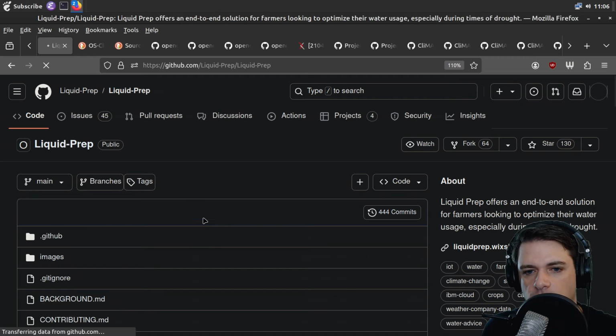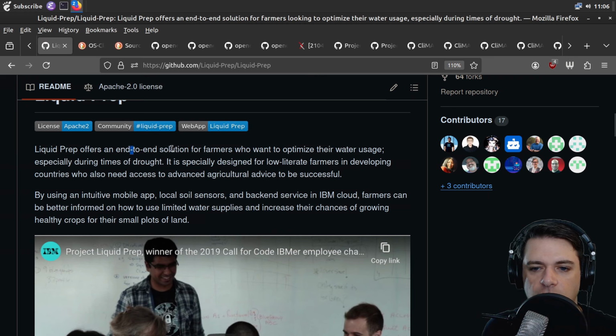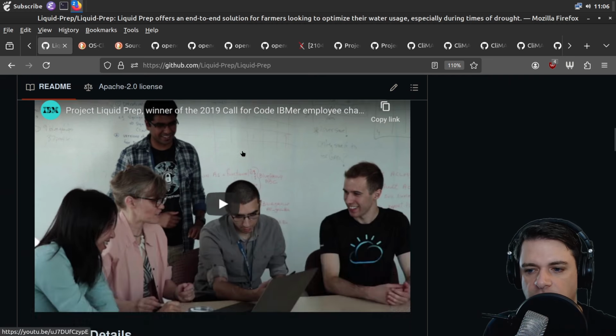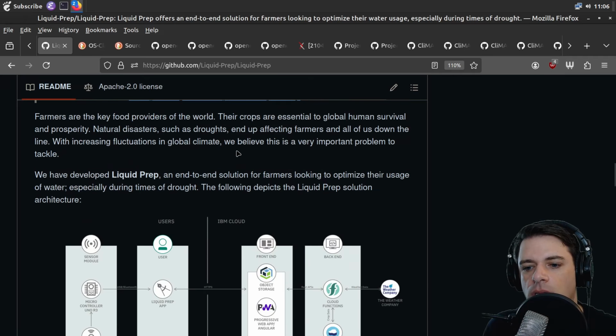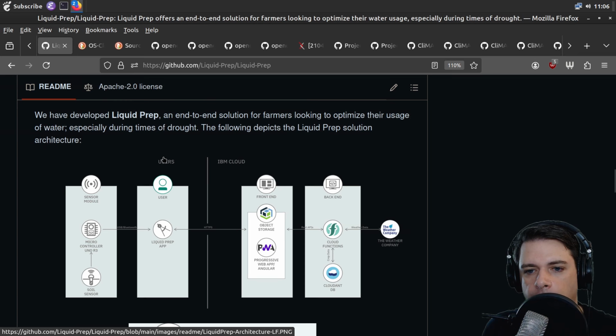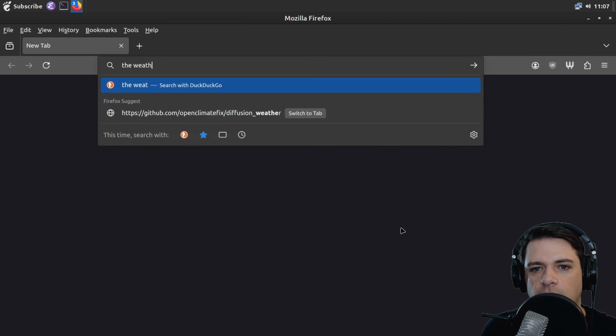Liquid Prep is what? End-to-end solution for farmers who want to optimize their water usage, especially during times of drought. This is, I think, pretty cool. And we get some sort of map. So IBM Cloud, I guess maybe IBM sponsors them or donates cloud computing. The Weather Company, is that an IBM company? I think it may be.